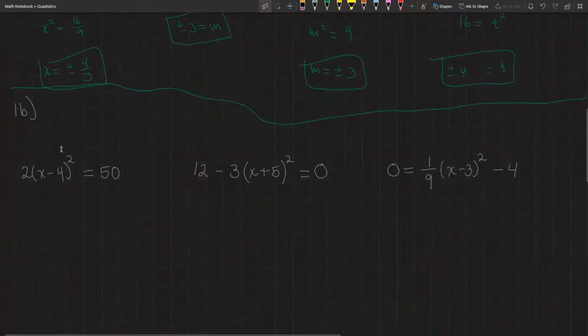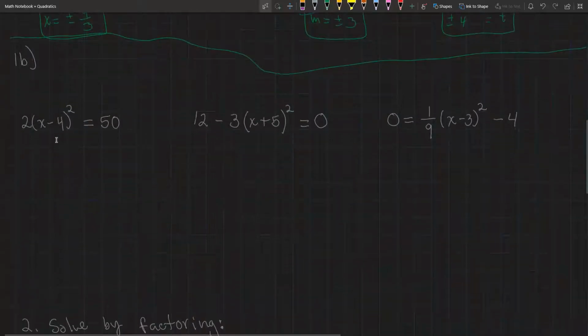But notice that on 1b, they get more advanced. Even though still a perfect square, they get more advanced because not only do they have a vertical scale, they have some vertical shift, all right? And sometimes they don't, but let's see what happens. All right, so we have 2 times something squared equals 50. We want to undo multiplying by 2, and we just want to isolate the something squared. How do we undo multiplying by 2? Let's divide both sides by 2. So on the left side, we're remaining with x minus 4, or something squared, equals 50 divided by 2 is 25.